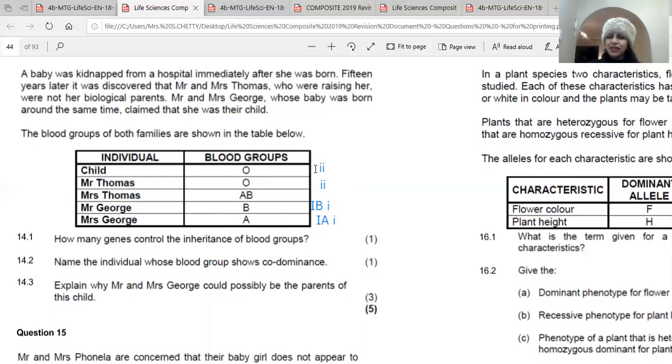To finally find out whether they are the parents, you'll take the DNA fingerprint of the child, take the DNA fingerprint of Mr. George, take the DNA fingerprint of Mrs. George, and do a comparison of the DNA fingerprints to see if they've got many of those bars in common, to make your final decision about who are really the parents of this child who was kidnapped 15 years ago.